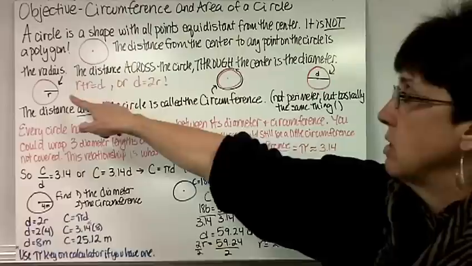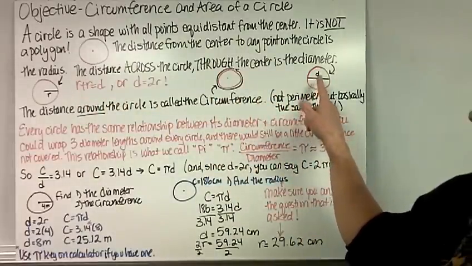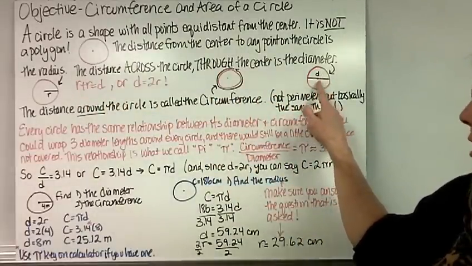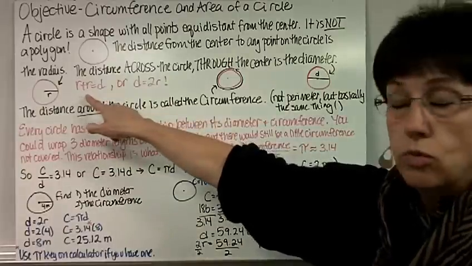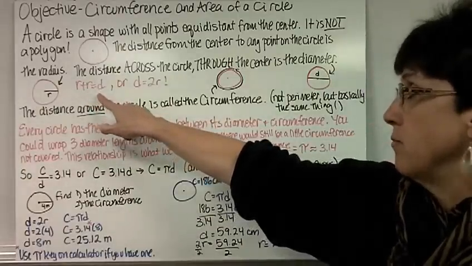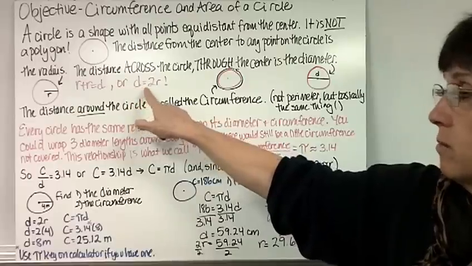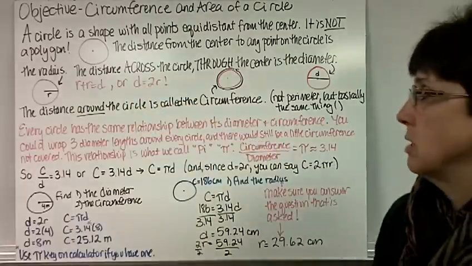Now notice, if this goes halfway across and this goes all the way across, I could draw the radius going to the right and the radius going to the left. So radius plus radius equals the diameter. Or you could say the diameter is 2 times whatever the radius measurement is.